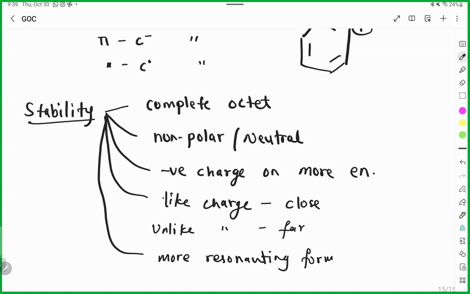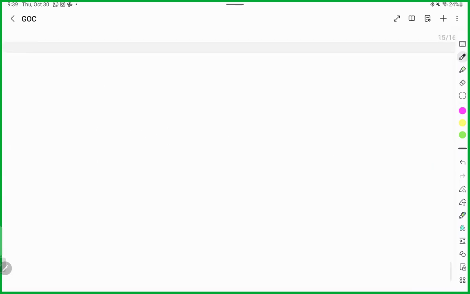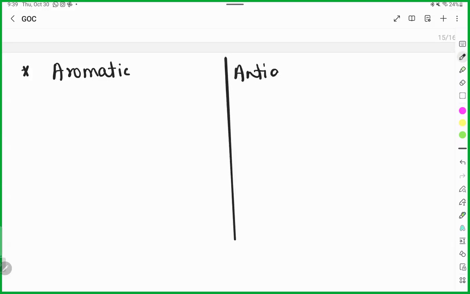Correct? Then we talk about aromaticity. Chandana, what is the difference between an aromatic compound and an anti-aromatic compound? And you also tell me about a non-aromatic compound, Chandana.